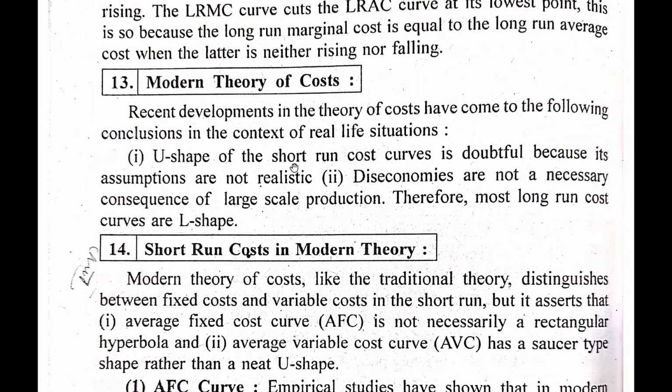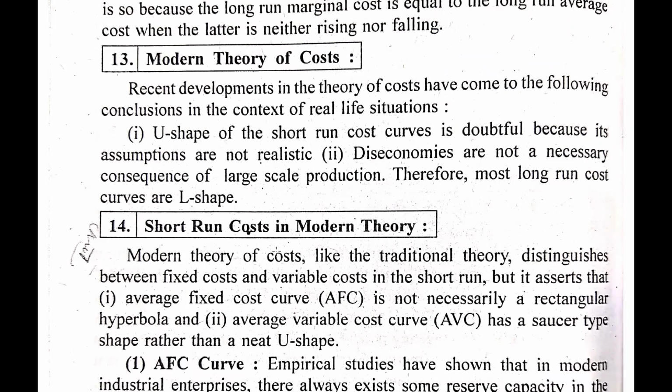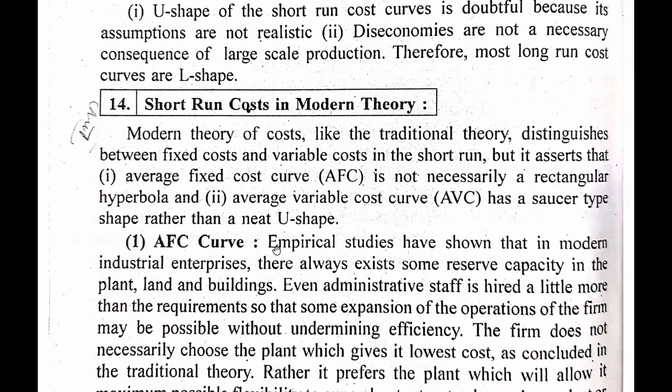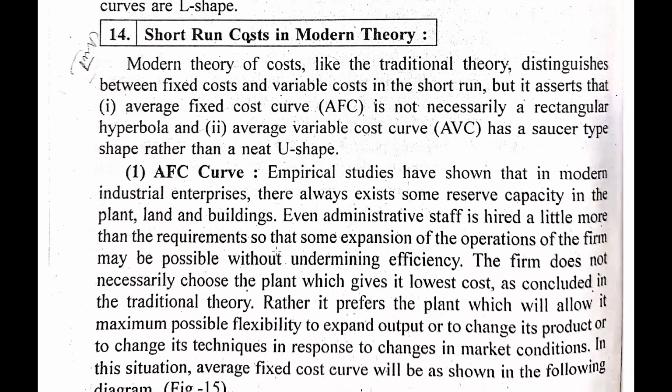So guys, in the modern cost theory, we have found that the U shape of the short run cost is doubtful and seems to be not realistic. And these economies are not a necessary consequence of large scale production. So let's see what else is there in the modern theory. Now we will see point number 14, that is short run cost in modern theory.